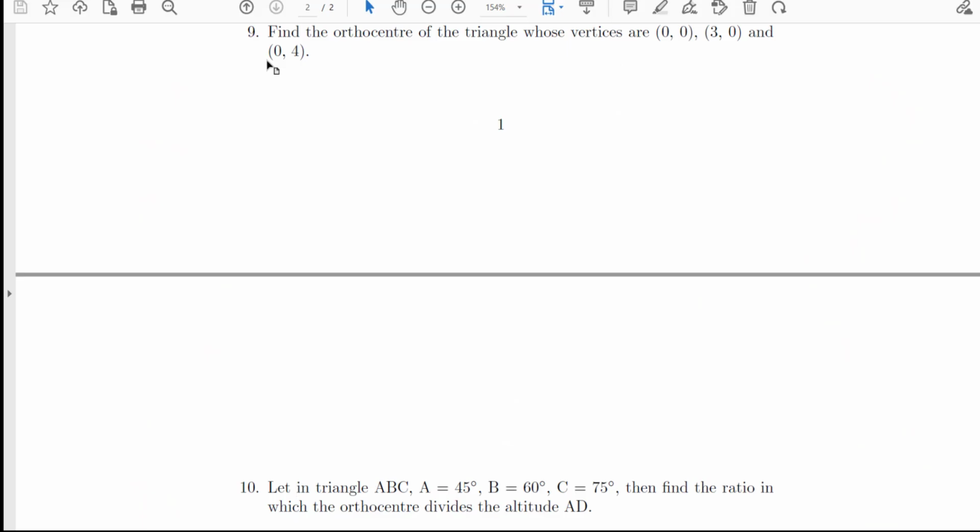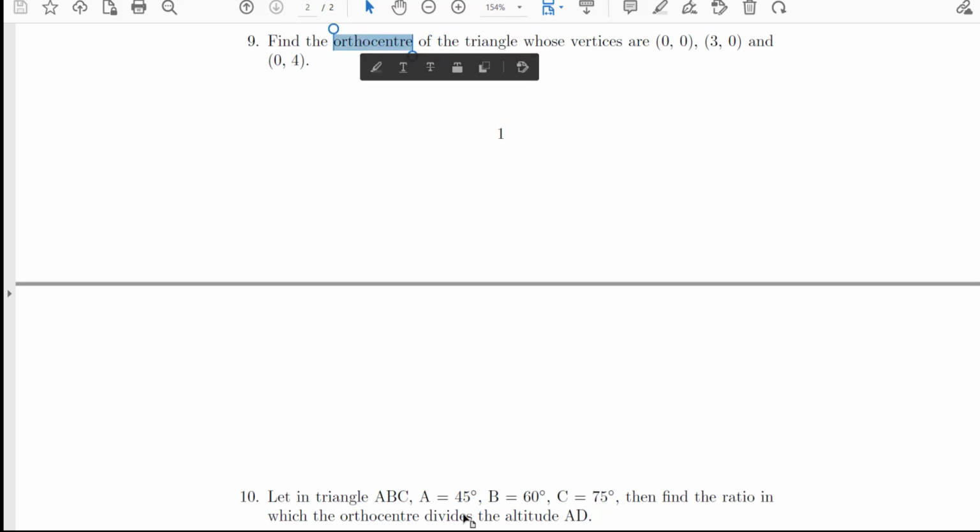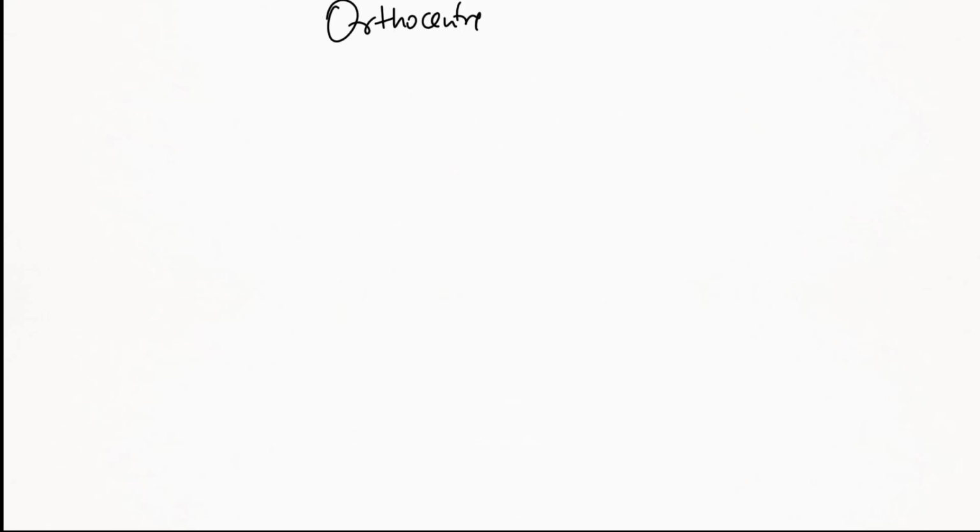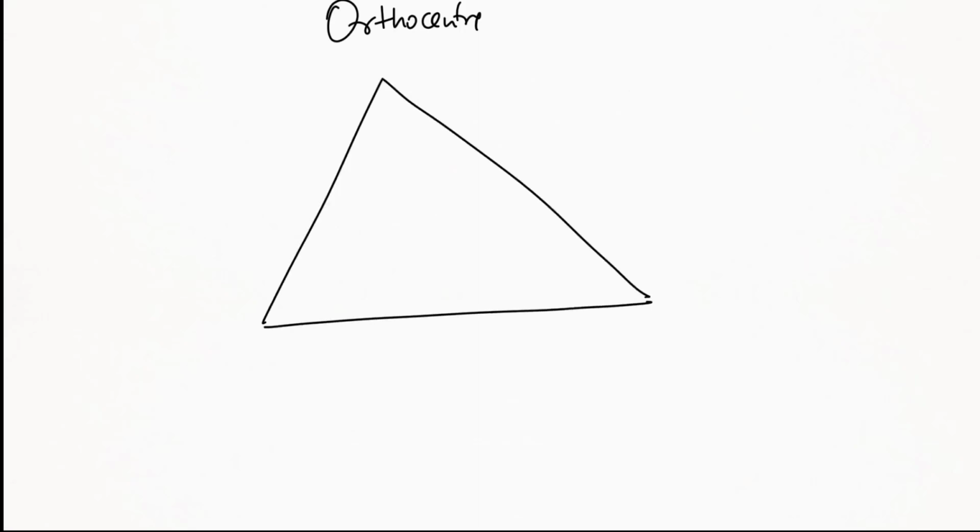And we are done. The next two questions, number 9 and 10, are related to the orthocentre. So let's understand what the orthocentre is. Orthocentre is nothing but the point where all the altitudes meet. Altitude means draw a perpendicular from a vertex, this one, and also this one.